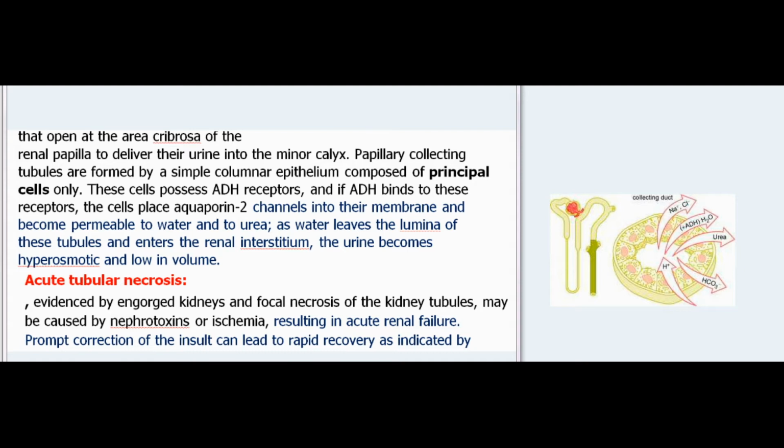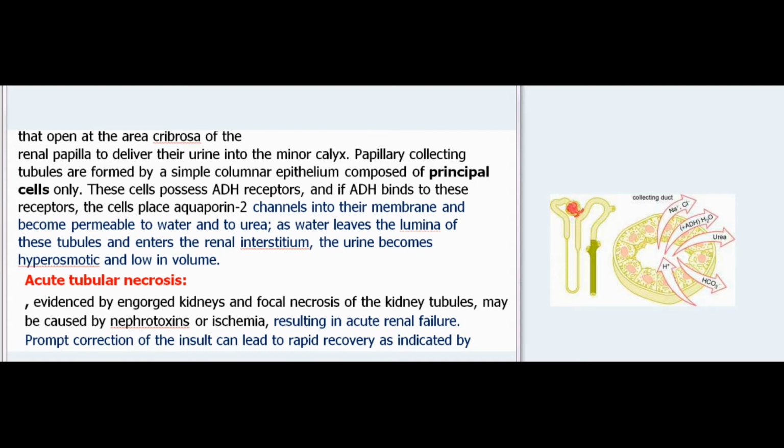These cells possess ADH receptors, and if ADH binds to these receptors, the cells place aquaporin II channels into their membrane and become permeable to water and to urea. As water leaves the lumina of these tubules and enters the renal interstitium, the urine becomes hyperosmotic and low in volume.